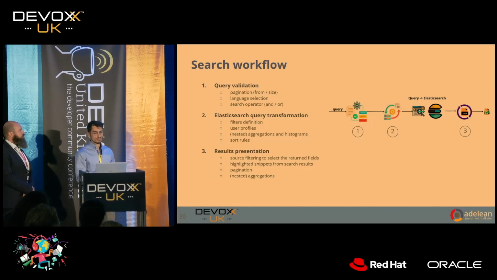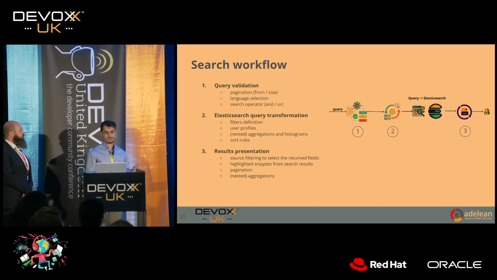So, the search workflow. We are using GSLT not just, as I said, for indexation. We are using it for search, but for search, we are using it actually 3 times. Why 3 times? Because we have 3 phases. So we have a first phase of query validation.